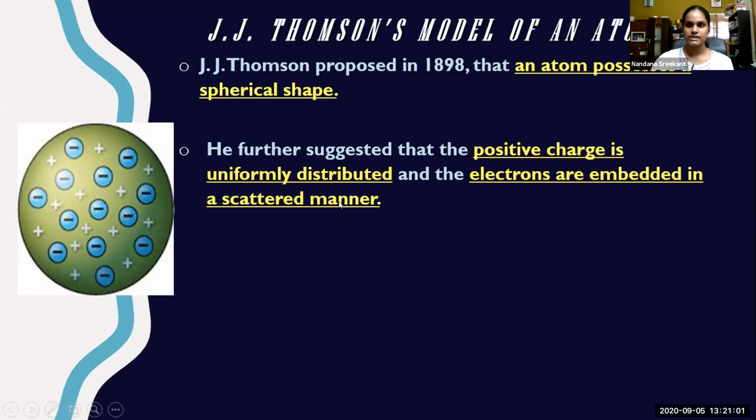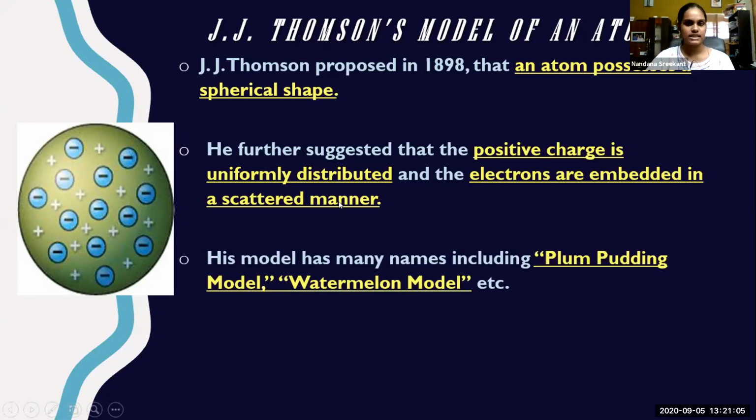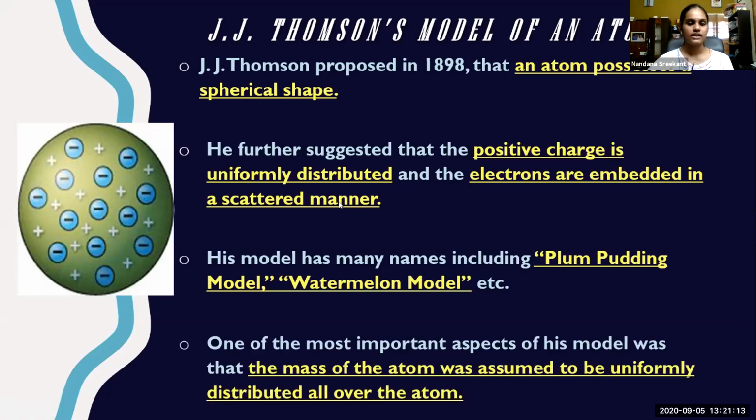The next point we have is the names. There are various names given to this model, like plum pudding model, watermelon model, etc., due to its physical resemblance. One of the other most important aspects of this model was the mass. The mass of the atom he assumed to be uniformly distributed all over the atom.